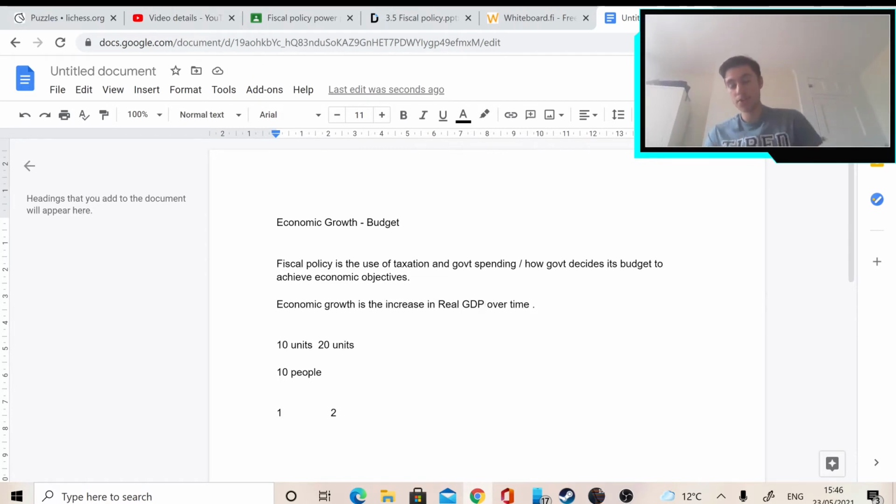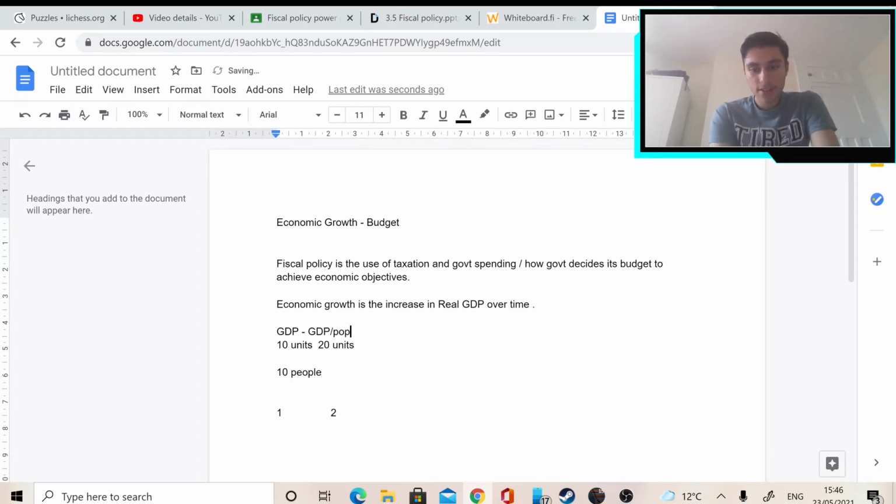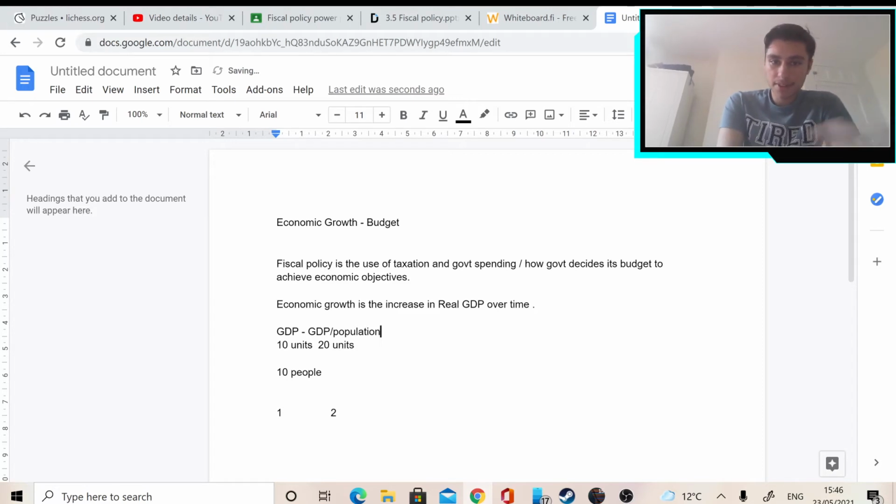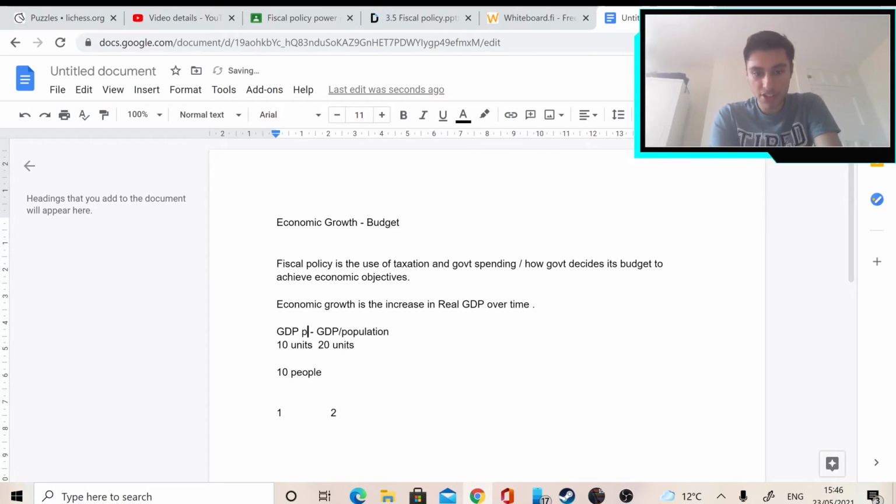Now, for those who don't know, GDP is the value of output. I don't know why I need to explain that when I'd already said that. And GDP per capita is just GDP over population. So economic growth is the increase in real GDP, which is the value of goods and services, and GDP per capita is GDP divided by population. It gives you the average income of each person in the country.